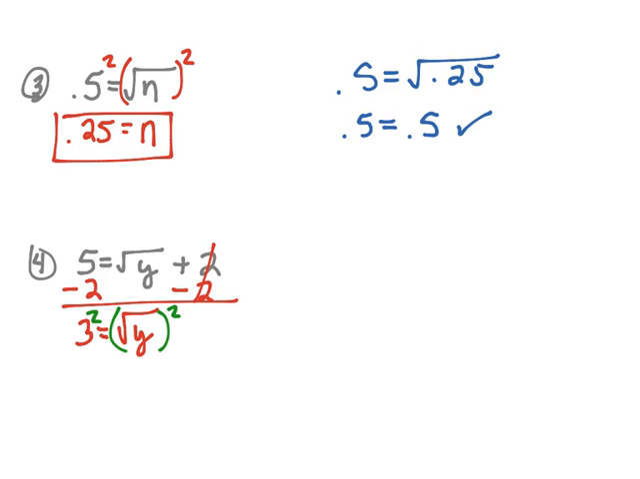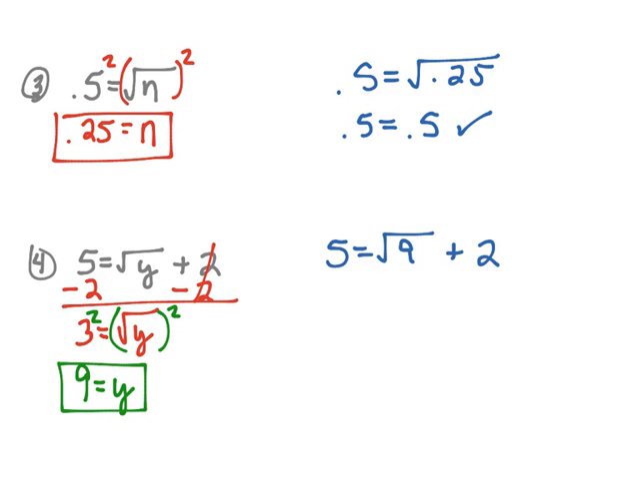If I square that 3, it becomes 9. If I square the square root of y, that becomes just a y. Remember, the square root and the square cancel each other out. So what I have here is a solution of 9. But we're going to go back and check our work. We're going to take that 9 and plug it in, and make sure that we actually get a true statement here.